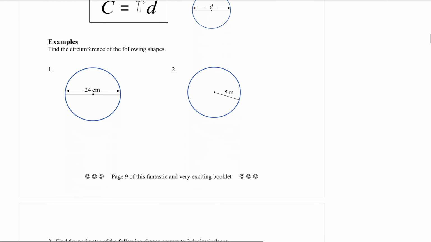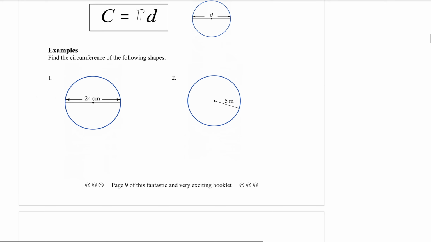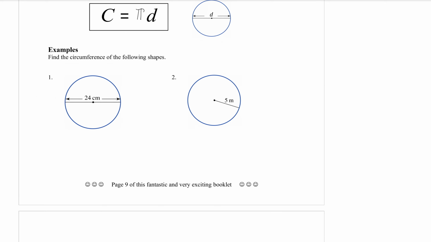So, question 1. Find the circumference of these shapes. We have got the whole way across the circle, which is a diameter. So I want you to always write the formula down first because you need to practice using these formulas. So C equals pi d. Next step is to sub in our value. Our diameter is 24. So we have pi times 24.